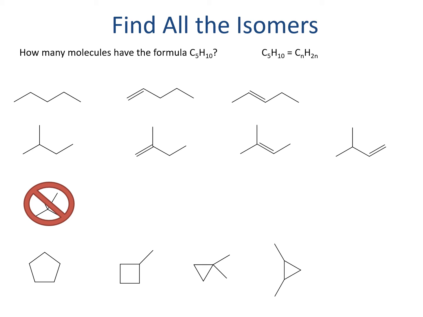The last type of isomer that we'll look for are cis-trans isomers. These are only possible for the molecules with different things on both carbons of a double bond, like the 2-pentene, or with 2 groups coming off a ring, like 1,2-dimethylcyclopropane.